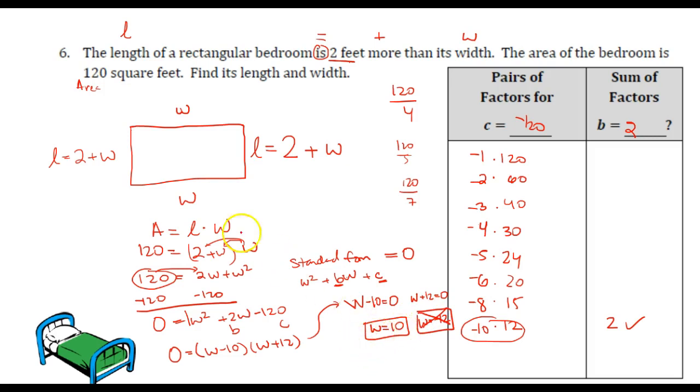So if the width is now, we know, 10 feet long, how long is the length? That would be length equals 2 plus 10, which is what? 12, right? So that means our width is 10 and our length is 12. Awesome. And we will finish up the rest of the lesson in part 3.